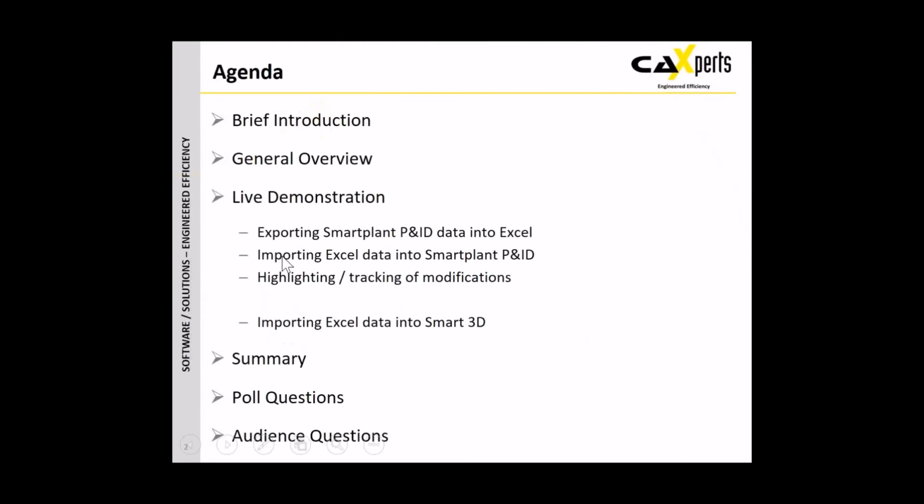Okay, so let's just look at the agenda. We're just going to go through this brief introduction. I'm then going to give a general overview as an introduction to what we're looking at. I'm then going to hand over to both Christine and Ziggy, who are going to go through a live demonstration, firstly with P&ID, exporting SmartPlant P&ID data into Excel, editing that, importing that back, highlighting tracking modifications. We're then going to go on to Ziggy, who is going to show us the Smart 3D equivalent of that. Then we'll go through a summary.